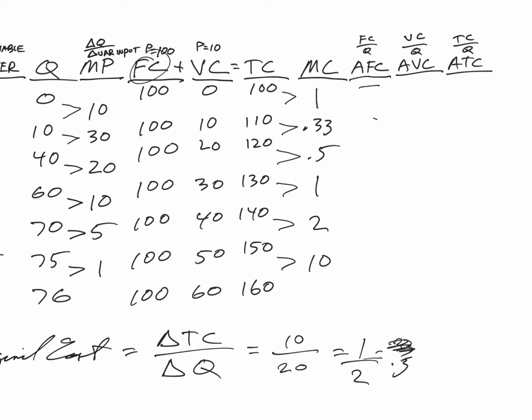100 divided by 0 is, again, undefined. But then we've got 100 divided by 10, which is 10. And then we've got 2.5. And then we've got, trying hard to keep the columns in order here. What's 1.6? It's actually 1.67. And then 100 divided by 70 is 1.43, and so on.